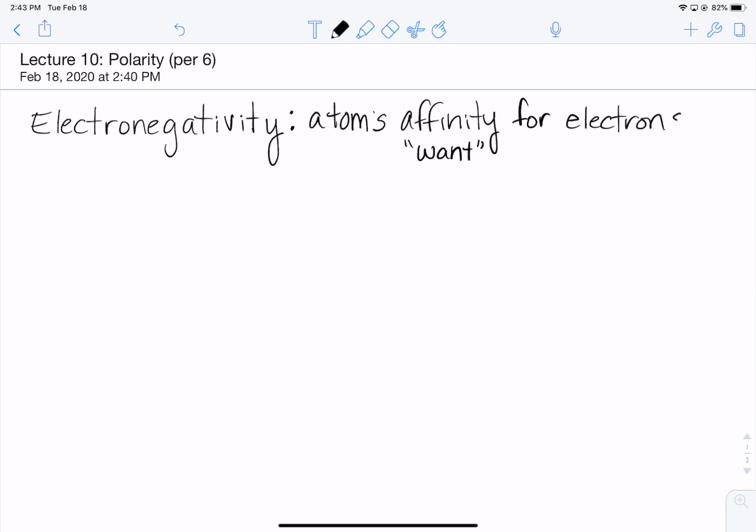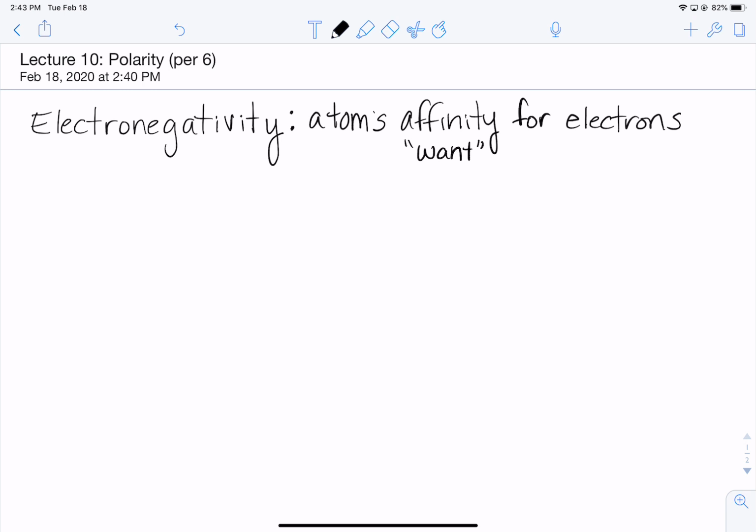Electronegativity is an atom's affinity. Affinity is a fancy word. I like to think of it as an atom's want. So an atom's affinity for electrons. Or an atom's want for electrons.